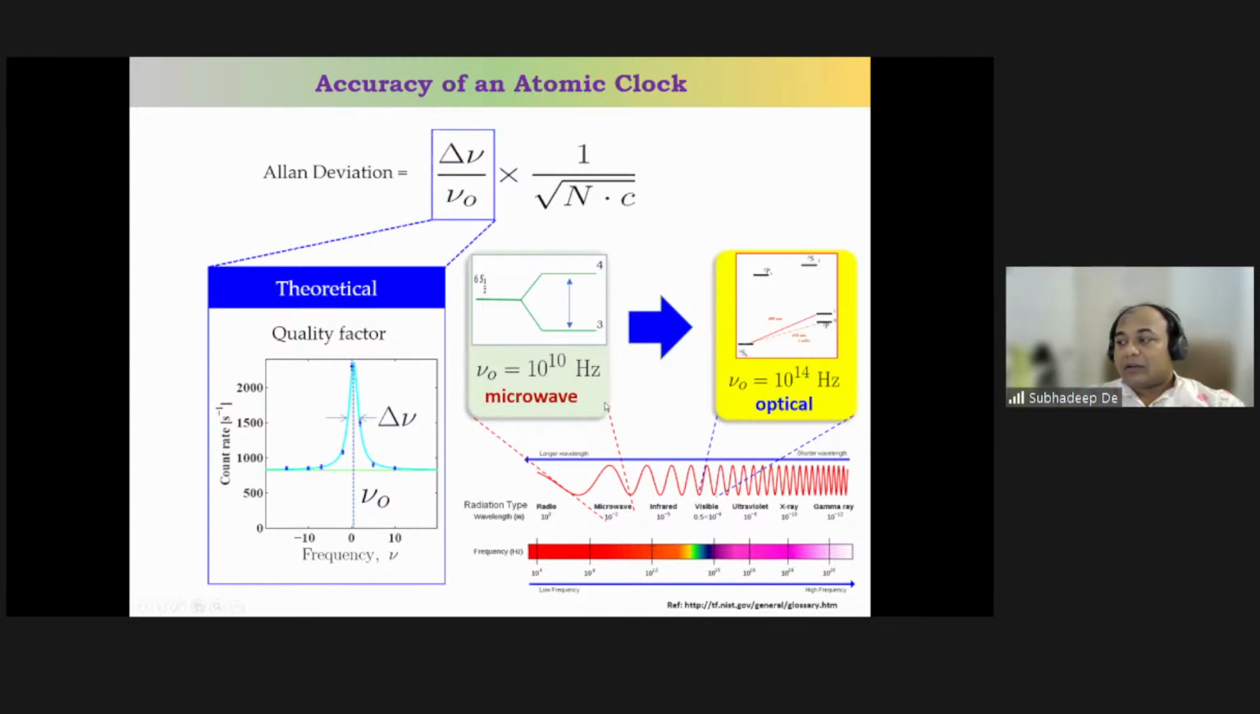Or even like from microwave to optical clock, because in the microwave the frequency is something on the order of 10 gigahertz, whereas in the optical it's 10 to the power 14 to 10 to the power 15 hertz. So 4 to 5 orders of magnitude better, and that's actually giving something like 4 to 5 orders of magnitude better in terms of accuracy for the optical clock with respect to the microwave clocks or fountain clocks.